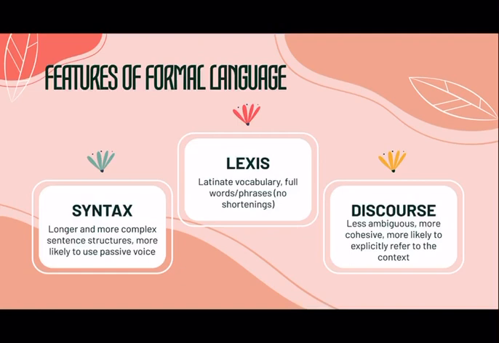In terms of discourse, you are less likely to have ambiguous language in a formal text. It's more likely to be cohesive and it's more likely to explicitly refer to aspects of the context like the audience or the setting or whatever that may be.